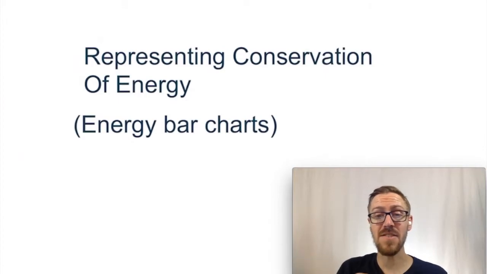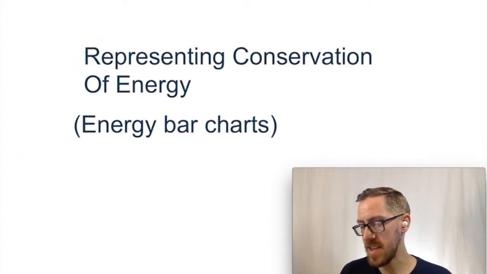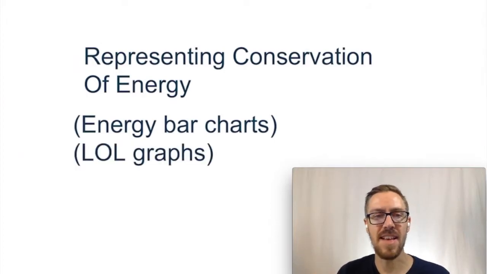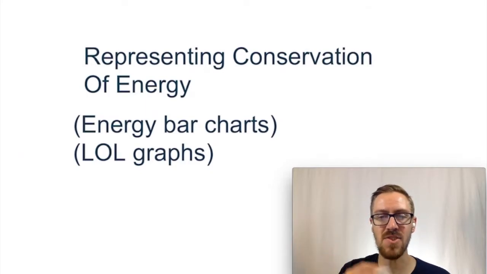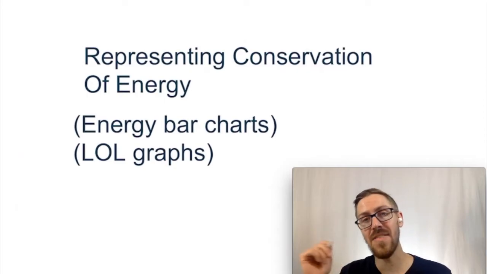Now, I actually have a different name for these. I call them LOL graphs because the first L stands for the energy at the beginning. That's a bar graph. The O, as we'll see today, is the flow, if the energy is going in or out of our object. And the second L is the energy and where it's at and how much energy is in each form at the end.